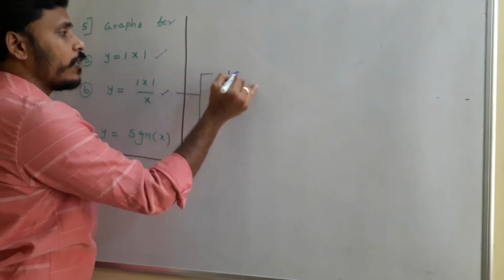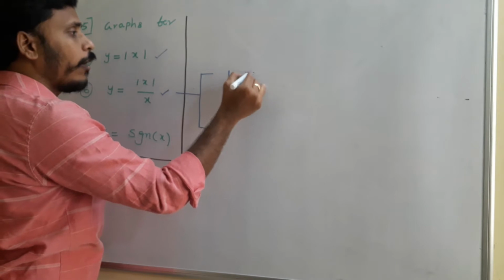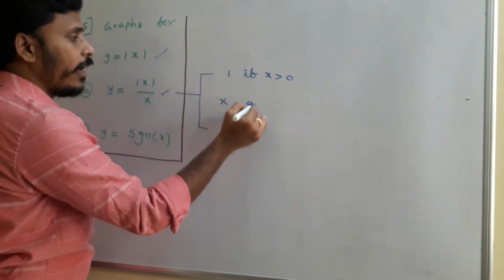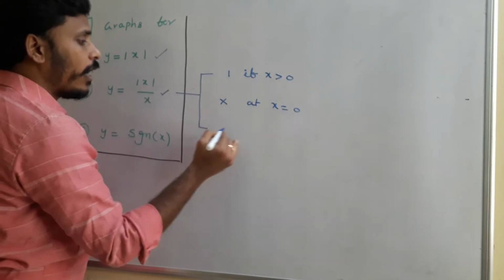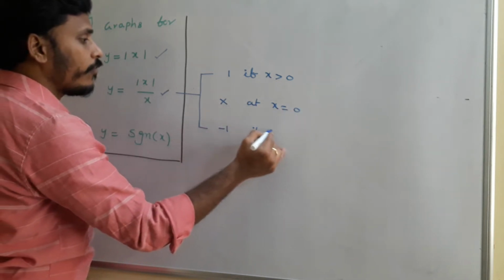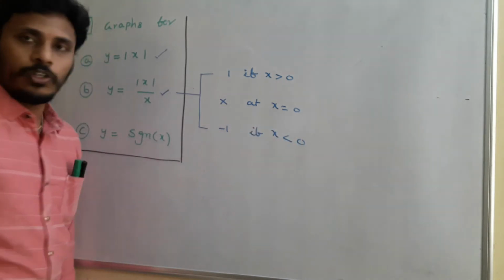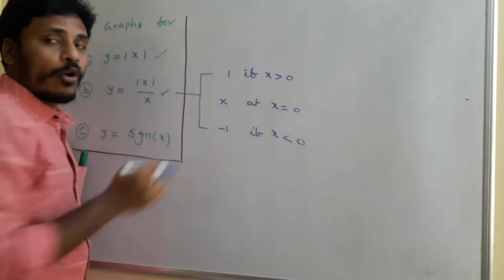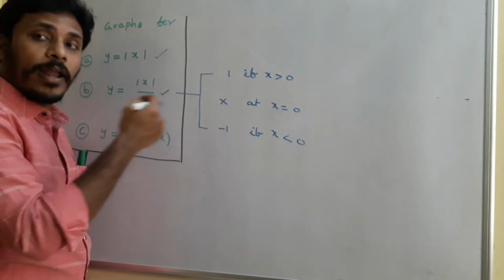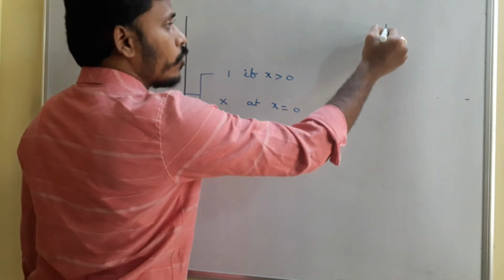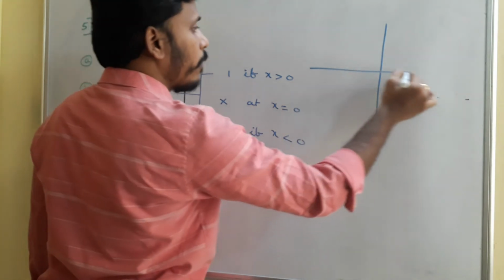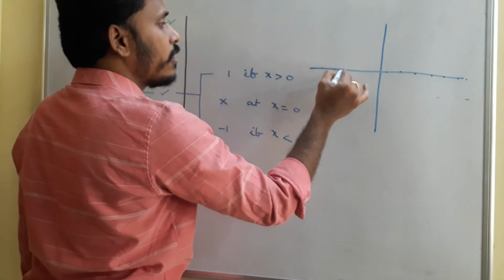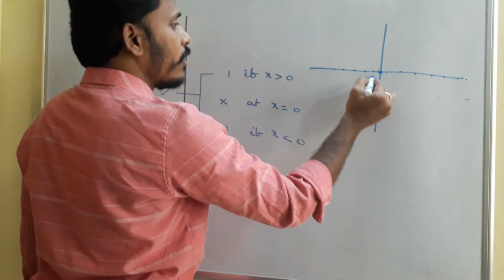We know the definition of mod x by x, okay? Mod x by x is equal to 1 if x is greater than 0. This is not defined at x equals 0. And this is equal to minus 1 if x is less than 0. With this idea, if you sketch the graph, for every positive number the mod x by x value is always 1. So, if this is the coordinate system, okay, and these are the positive values for x and these are the negative values for x, this is the origin.